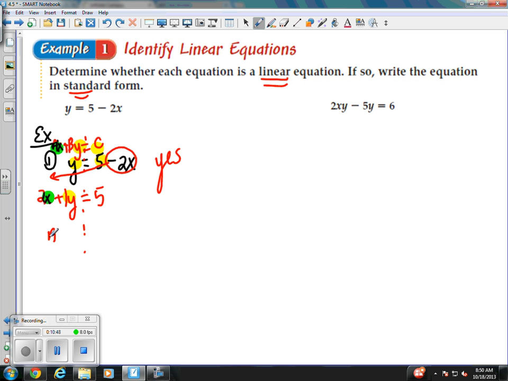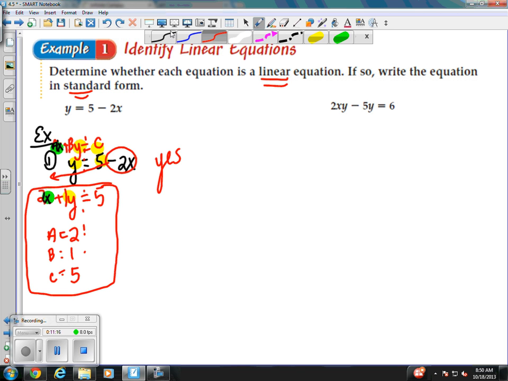So now we're going to list out what A, B, and C are so we can see. Remember, A, B, and C are just numbers. A is what's in front of my x, so that's 2. B is what's in front of my y, and it's 1. And C is the number all by itself, so C is 5. And we're good. We box in that whole thing. This whole part's our answer.